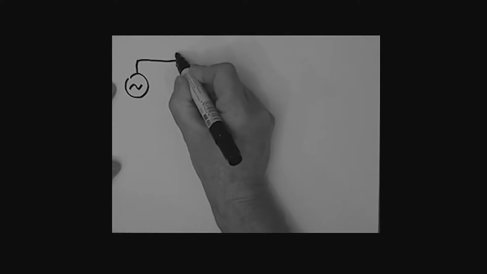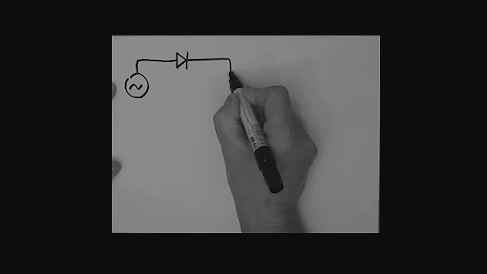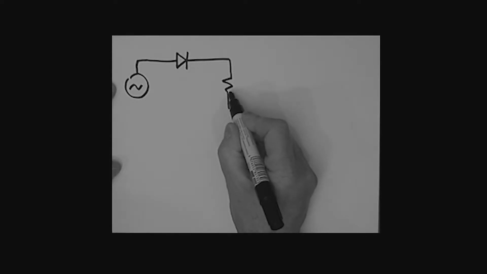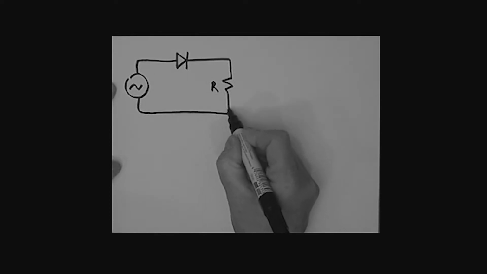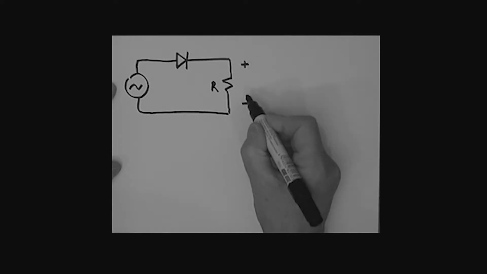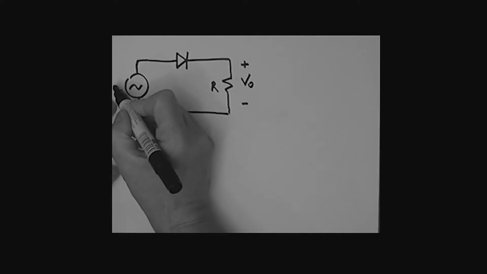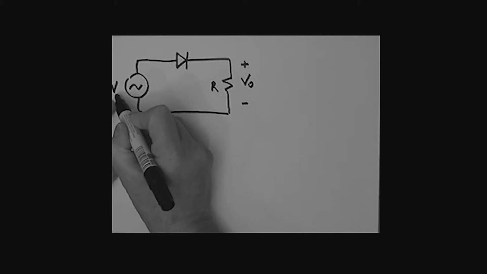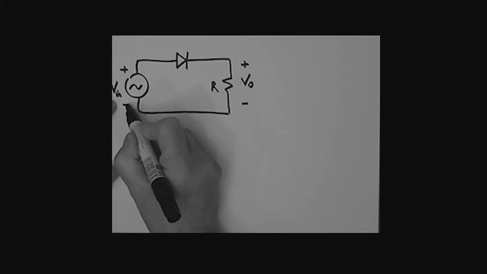Then we have a diode, and we're just going to take a very simple circuit here with one resistor, which we're going to call R. That's the circuit that we're going to try to analyze. Let's call the output voltage VO, and let's call the input voltage V in, and we'll define the reference plus minus.